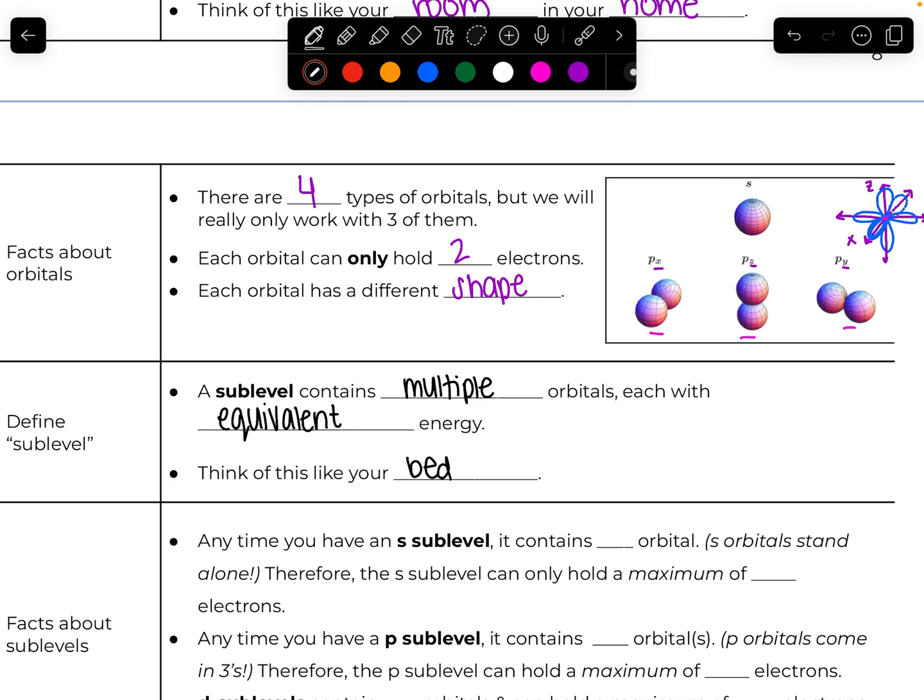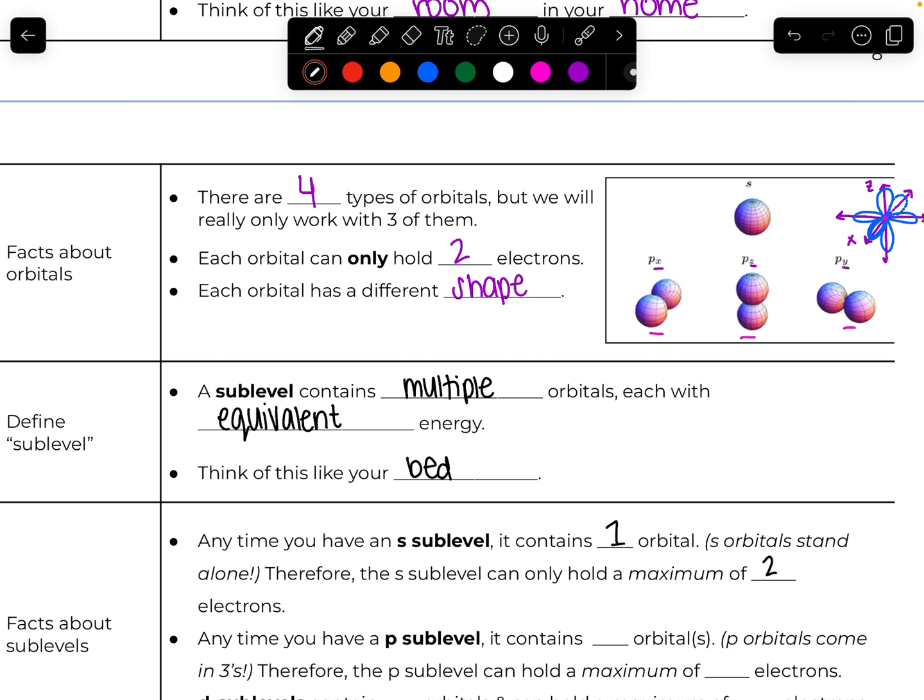This really comes into play when you're talking about p, d, and f sublevels, where they have multiple orbitals inside. s is a little bit different. Anytime you have an s orbital or an s sublevel, it only contains one of those individual spherical orbitals. s stands alone. So if s has one orbital inside of it, how many electrons can each orbital hold? They can hold 2. So an s sublevel can hold a maximum of 2 electrons.